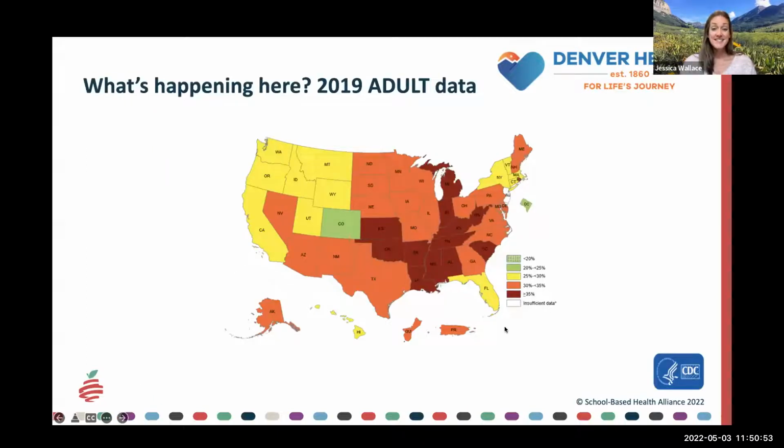This is a CDC map. It's actually looking at 2019 adult data, but I think it's super compelling, one, because Colorado looks like one of those lone holdout green, healthy states. And that's definitely the perspective, right? That Colorado is fairly healthy, especially compared to other states.